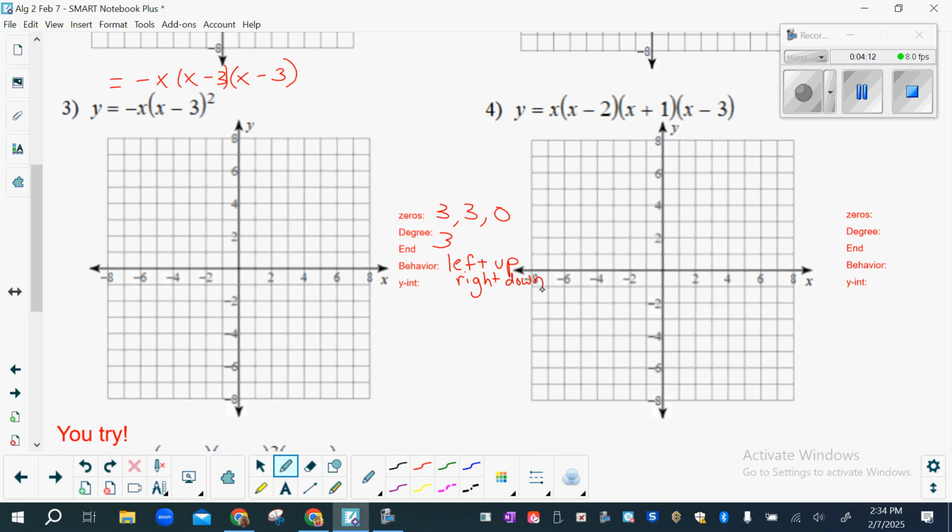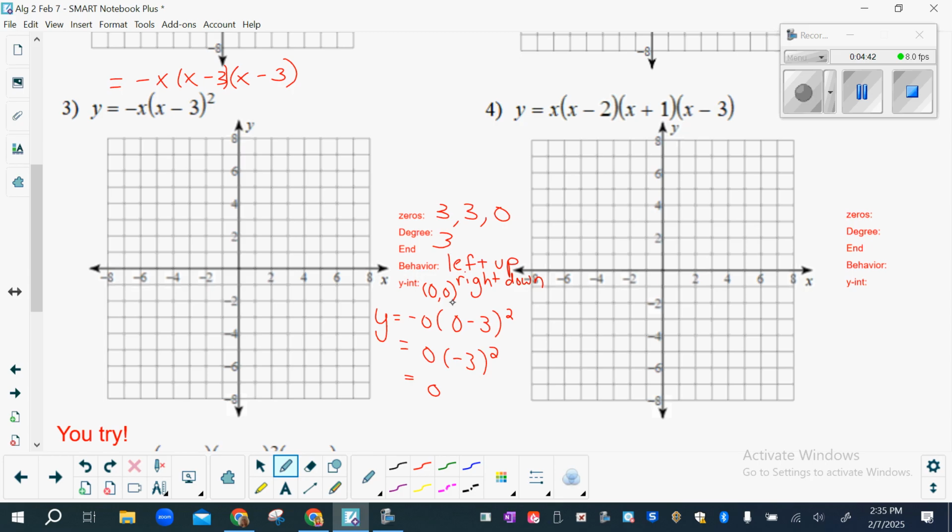Y-intercept. How do I find my y-intercept? Set x equal to 0. So negative 0 times 0 minus 3 squared. So here in this group, what's my y-intercept? So we get 0 here. And our y-intercept as a point, as Susie said, good job, is 0, 0.